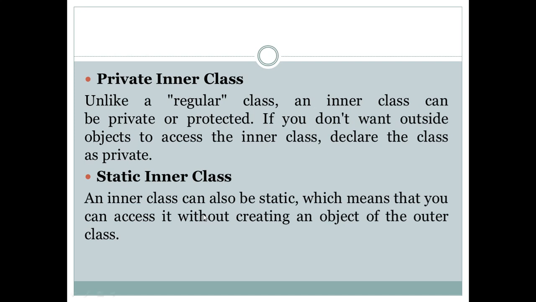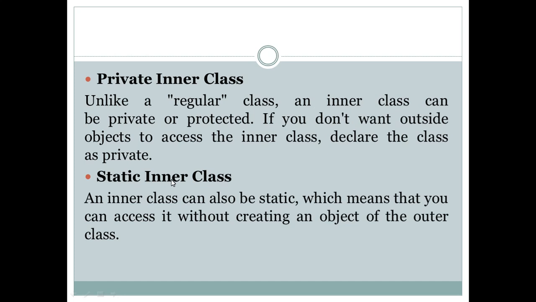Now next is the static inner class. So what does a static inner class do? A static nested class is one that has the static modifier applied. If the nested class is static, then it's called a static nested class. Static nested classes can access only static members of the outer class, right? So it only accesses the static members of the outer class.